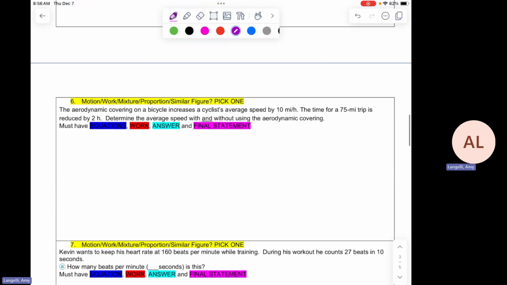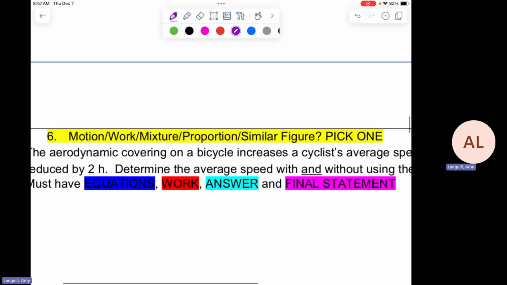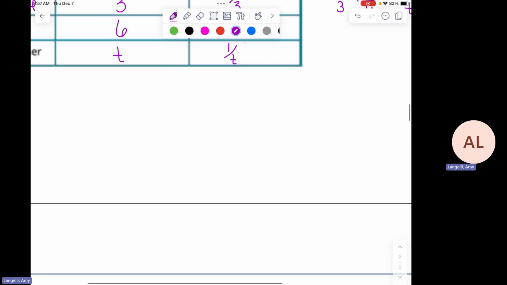All right, let's get number 6. So apparently I did highlight that one. The aerodynamic covering on a bicycle increases a cyclist's average speed by 10 miles an hour. The time for a 75-mile trip is reduced by 2 hours. Determine the average speed with and without the aerodynamic covering. Do you guys think that is motion, work, mixture, proportion, or similar figure? Very good. So I'm going to go steal that motion chart up here.